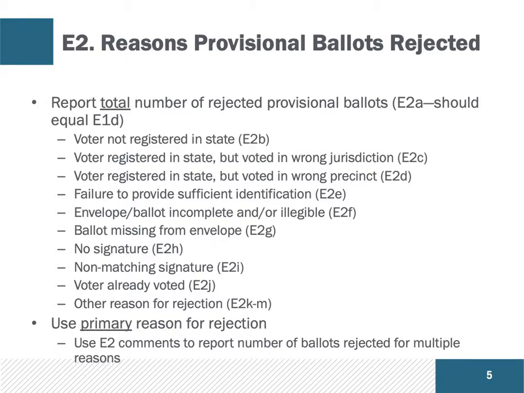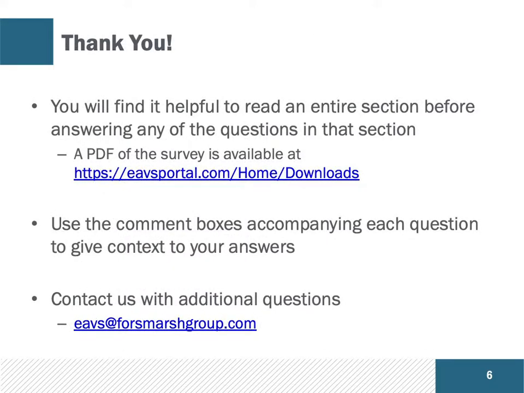Question E2 asks why provisional ballots were rejected. You previously reported this number in E1D, and you can record this same number again in E2A. For the rest of E2, break down that total according to the primary reason why the ballot was rejected. Some ballots are rejected for multiple reasons, such as the provisional ballot wasn't signed and the provisional voter actually wasn't registered. In these cases, categorize the rejected ballot according to the primary reason for its rejection. Then use the E2 comment section to record the number of ballots rejected for multiple reasons. If the reason for rejection doesn't appear in E2B through E2J, use items E2K, L, or M. The numbers you report in E2B through M should add up to the total number of rejected provisional ballots you recorded in E2A.